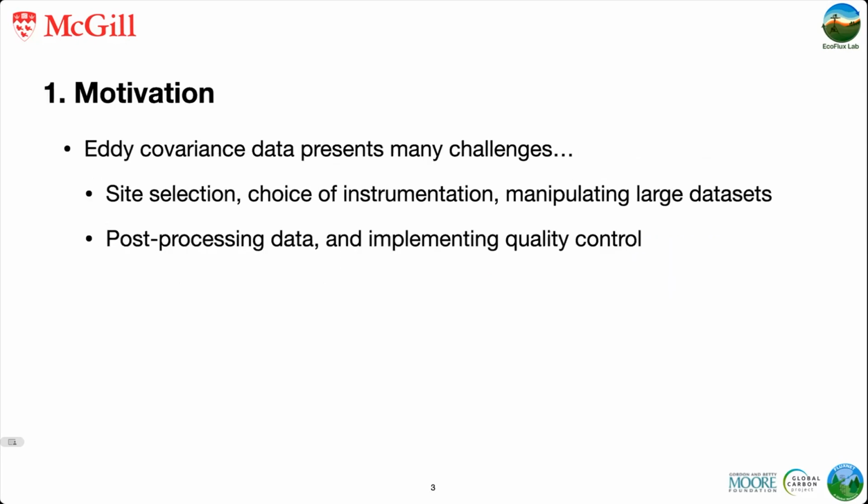So a bit of motivation to get started. We likely all know the many challenges involved in collecting and processing covariance data. So these include site selection, choice of instrumentation, manipulating large high-frequency data sets, also post-processing this data and implementing quality controls so that you can rely on these data sets. So our pipeline, what we're talking about today, is focused on post-processing and quality control.